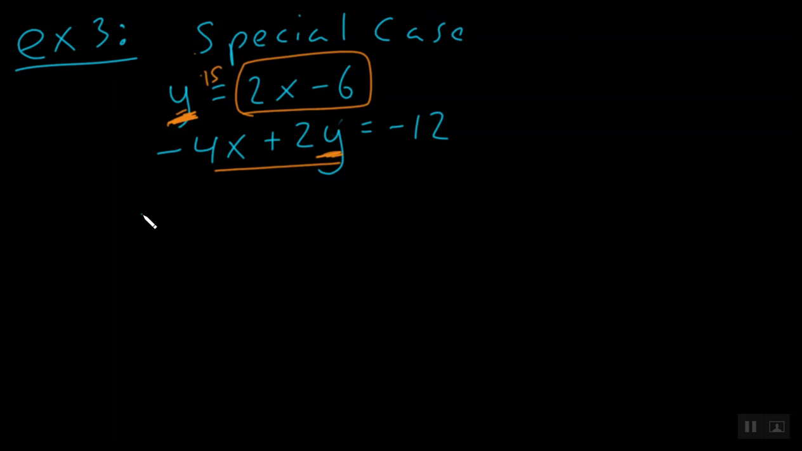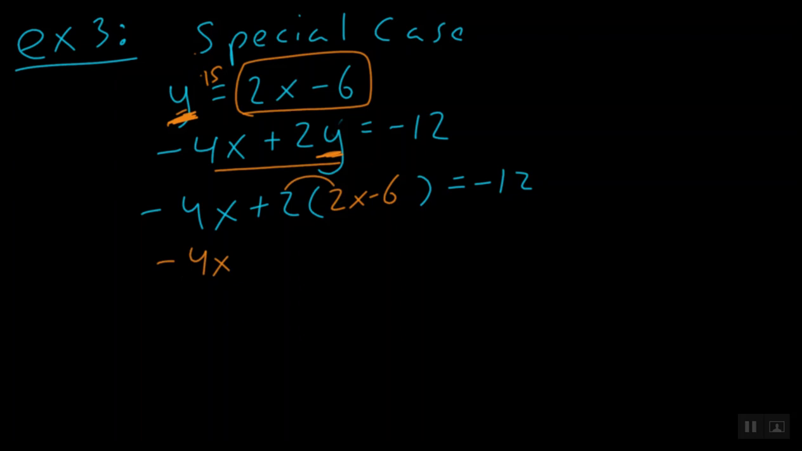So if it's saying y is, we know we're going to replace our y value. So let's go ahead and rewrite this as negative 4x plus 2y is equal to negative 12. And if I ask you, well, what is y? We'd say y is 2x minus 6. Okay, and at this point, we can solve for x. We drop our negative 4x, and 2 times 2x will be positive 4x, and 2 times negative 6 is negative 12, which equals negative 12.